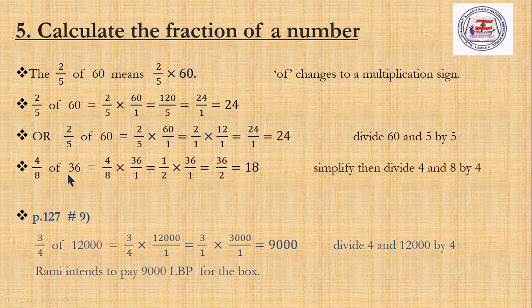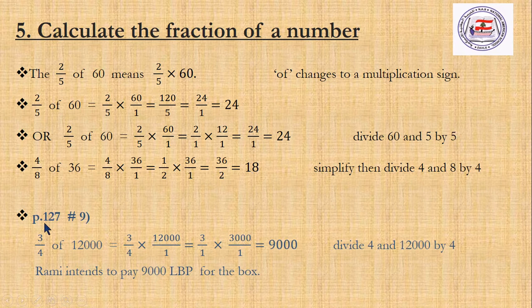Another example. 4 over 8 of 36. 4 over 8 times 36 over 1. Then we simplify. Divide 4 and 8 by 4, we get 1 over 2 times 36 over 1. It's equal to 36 over 2. Divide 36 by 2, it is 18.